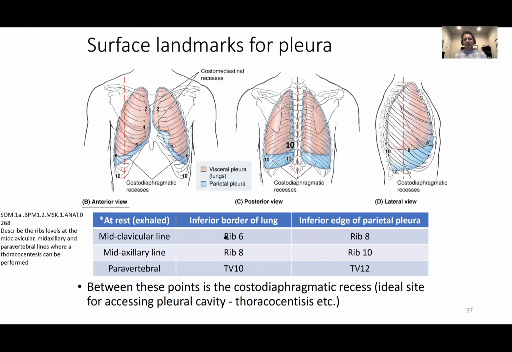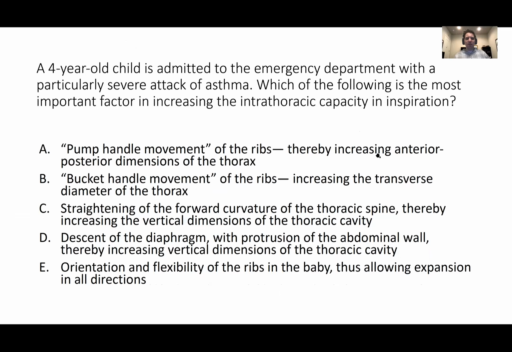This is an important slide, because they could tell you if you go mid-clavicular. Typically clinically they go mid-axillary, so you go around rib 9, just because that's a convenient place for it. But the point is you want to get into this costodiaphragmatic recess, but you don't want to affect the lung, okay? So fluid's going to collect in this costodiaphragmatic recess. You need to get in there without puncturing the lung.